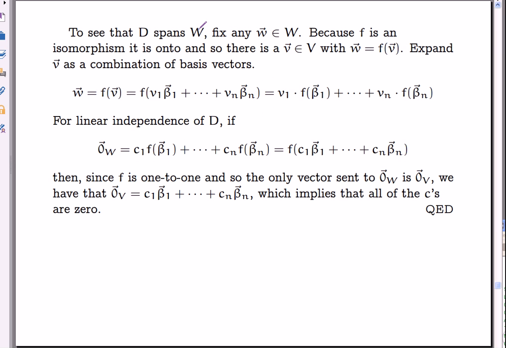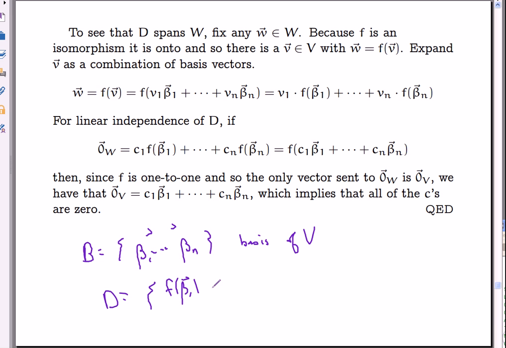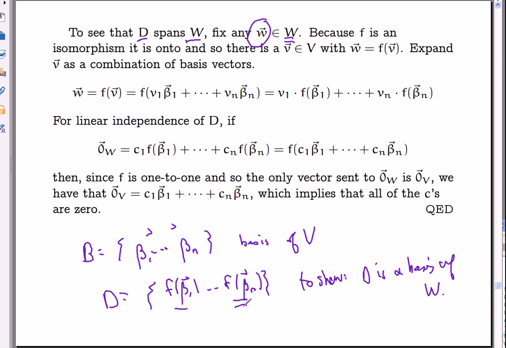So let's get down to proving that. Remember that B is a basis of V, and we're saying that D is equal to f of beta 1 through f of beta n. We want to show that D is a basis of W. First of all, let's show that D spans W. Take any vector w in W, and we want to show that any vector w in the vector space W is a linear combination of these vectors in D.